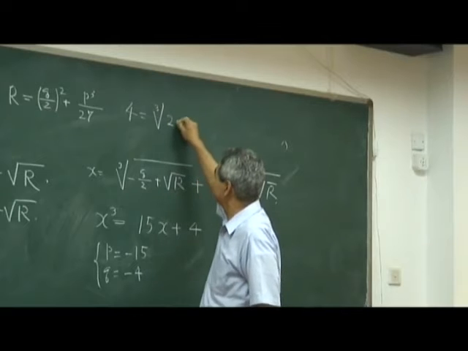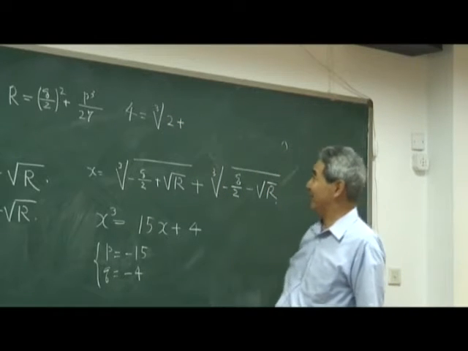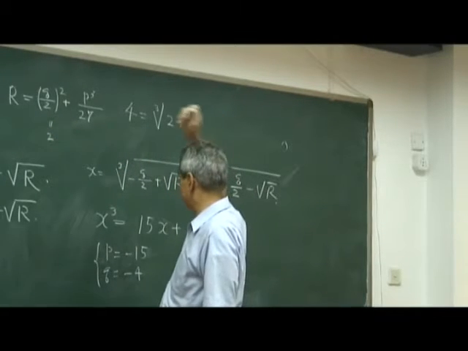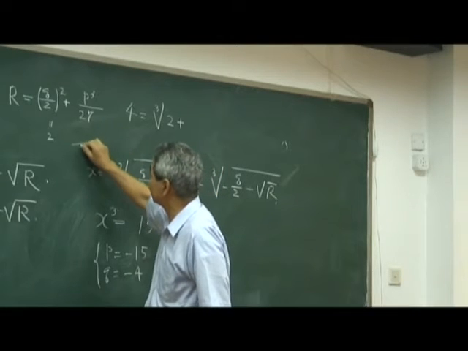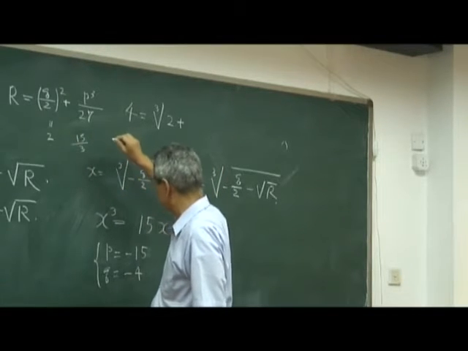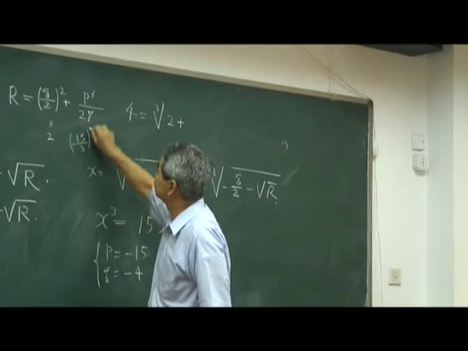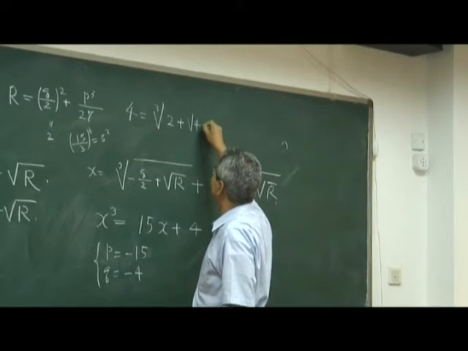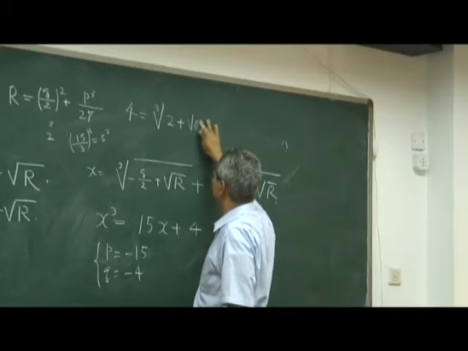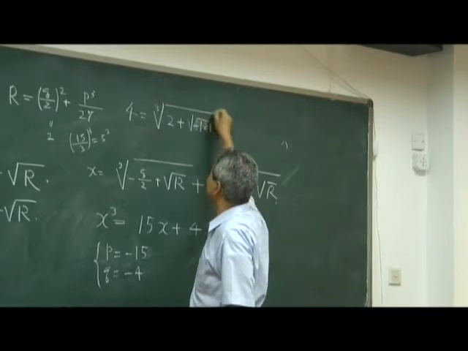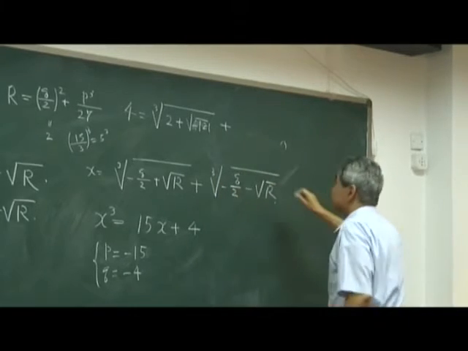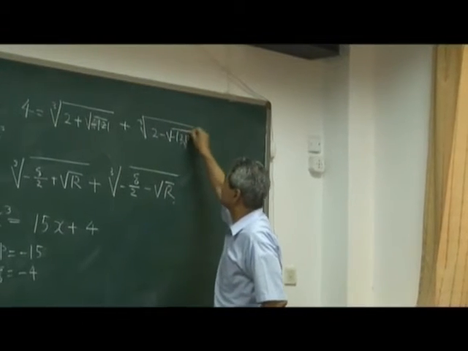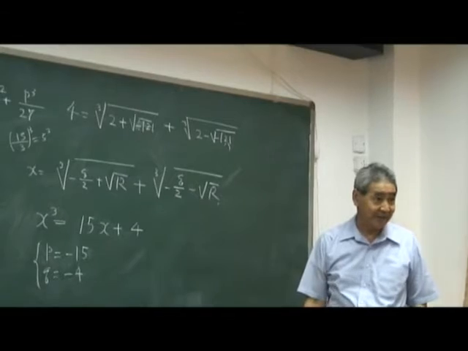2 times, what is it? This is 2, and P is minus 15. So this is 3 times. So this is 4 minus 125. So this is minus 1. Created in this way. Okay.